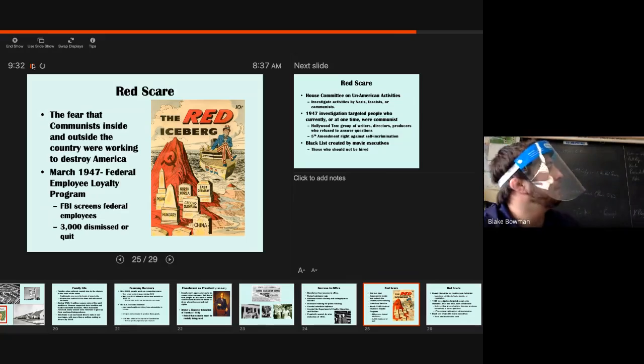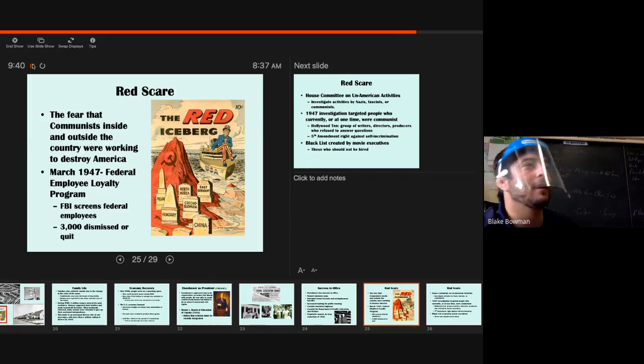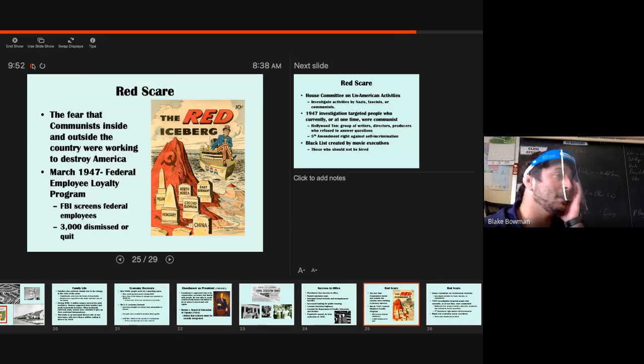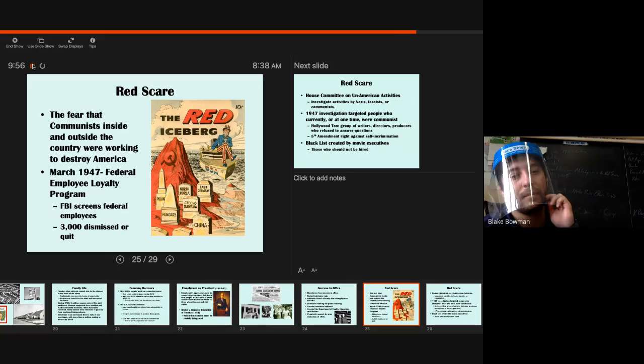All right, so the FBI screens federal employees, and 3,000 were dismissed or quit. So they actually cracked down on 3,000 different people throughout the government, throughout politics. Many of them maybe just quit because they didn't want to deal with the stress, the anxiety of it. It's like, well, they don't have any evidence, but they have a huge backing. It is what it is. But 3,000 of them were dismissed by the HUAC.